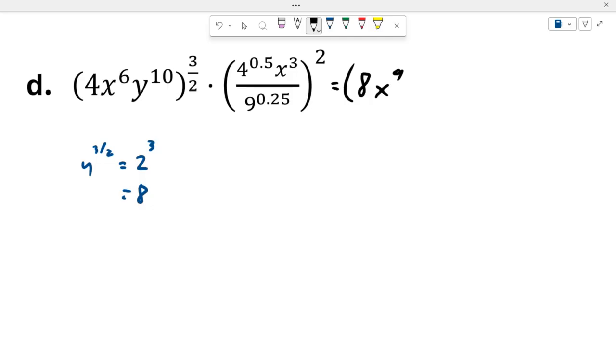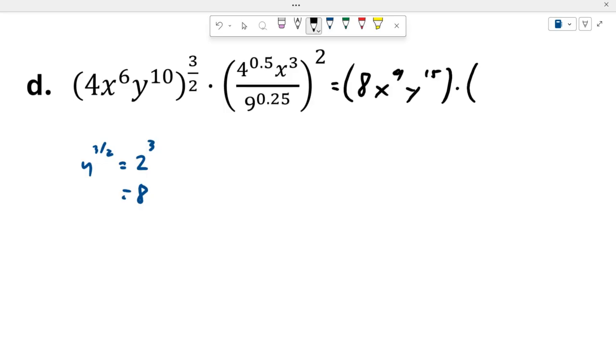Likewise, I have y to the 10th, and I'm raising that to the 3 halves power. So I have a power to a power, so that means I can multiply. So 10 times 3 is 30, and then half of 30 is 15, so this becomes y to the 15th. So my first half of this term simplifies rather nicely. All right, I've got the second half.